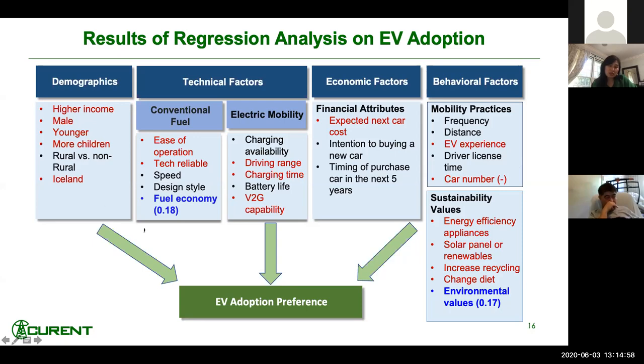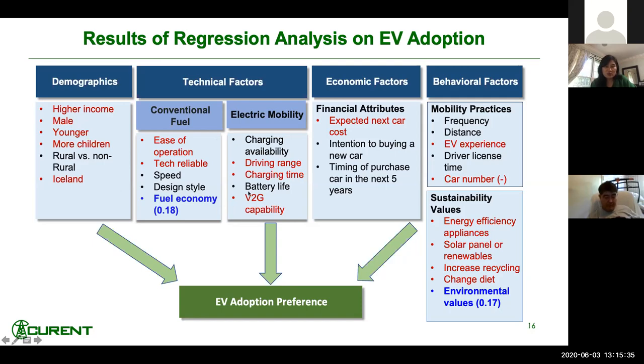All of this, I put together in a statistical analysis, and we do it step by step. We call it hierarchical regression analysis. I won't go into the details here, but when you look at the demographics, all these red highlights are the significant factors, meaning that high income people, males, and younger people who have more children are more likely to adopt EVs. We don't know why. And among these 5 countries, Iceland is probably the most significant group to adopt EVs.